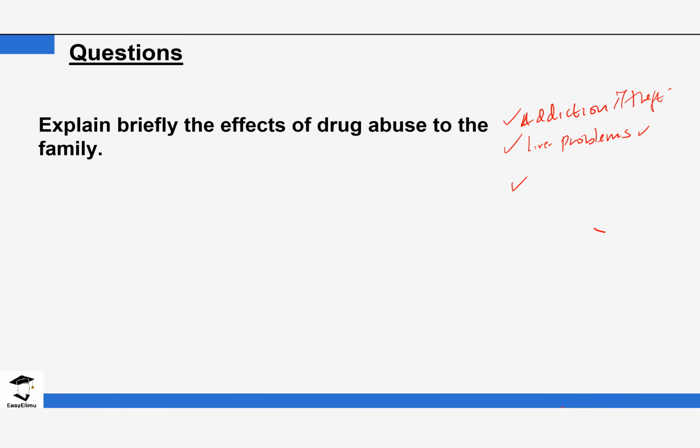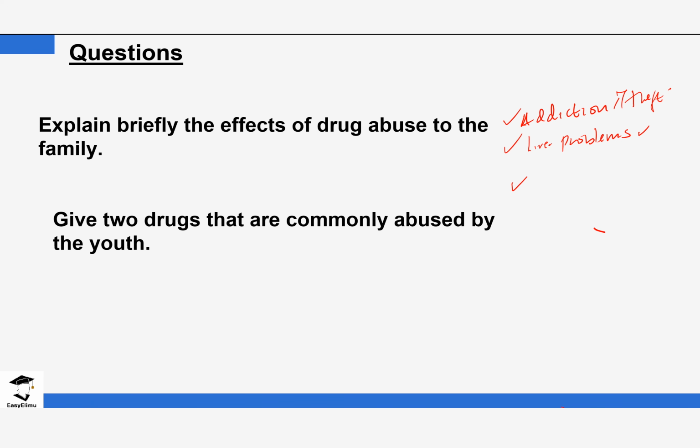But the first thing that directly affects the family is the effects on the user. The user is affected, and then this also affects the family as a whole. So when you're explaining your answers, you start with what is happening to the one who is using or abusing the drugs, and then how that affects the family as a whole.